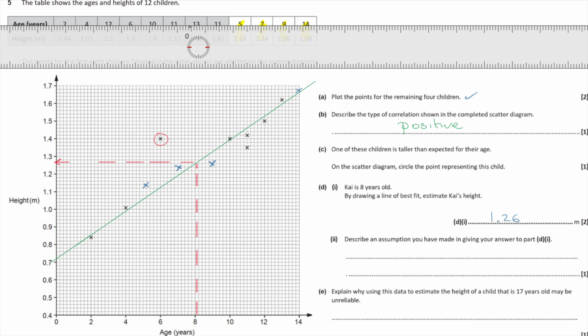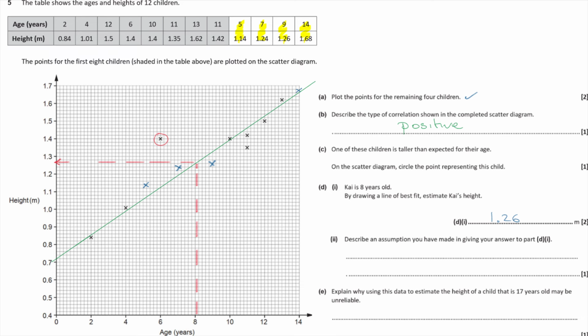Now, if you drew your line of best fit slightly differently from mine, you might get a different answer to me. Don't worry, you'll be marked against your own line of best fit. So wherever your line of best fit is, you read up and across from that, and that should be your answer. Okay? Describe an assumption you have made in giving your answer to part D.